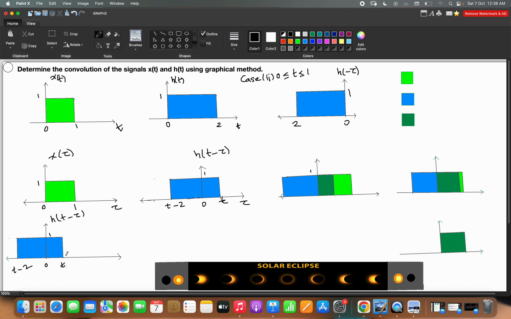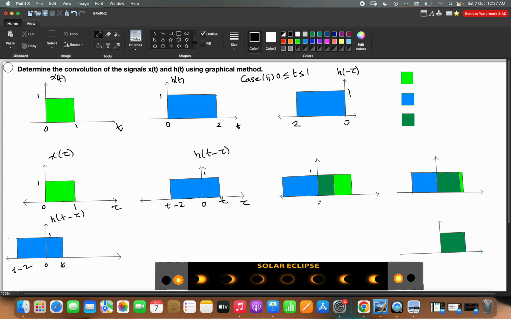The h of t minus tau will be like this. So here, in the previous case, it was on the left side of the y-axis, and now it has crossed the y-axis by t seconds, and the value of t is less than 1. Now consider this overlapping region. We are just overlapping x of tau and h of t minus tau, and the resultant will be like this.